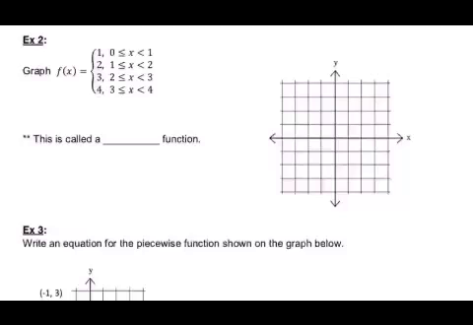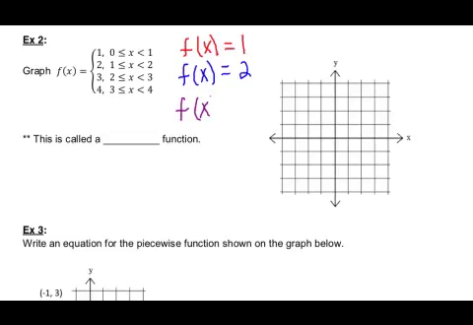For example 2, we have 4 different functions that we are graphing on the same graph. So first of all, we have f of x equals 1, f of x equals 2, f of x equals 3, and f of x equals 4. So we're going to graph each of these functions on the graph. So again, we need to pay attention to where our x values are located.